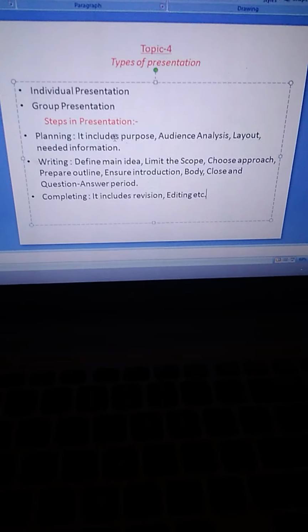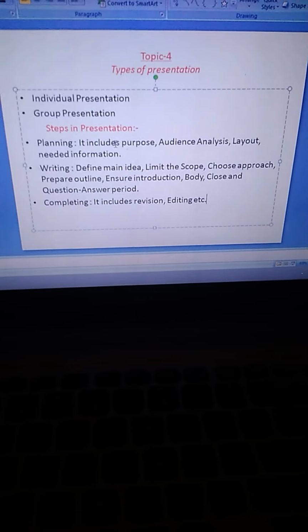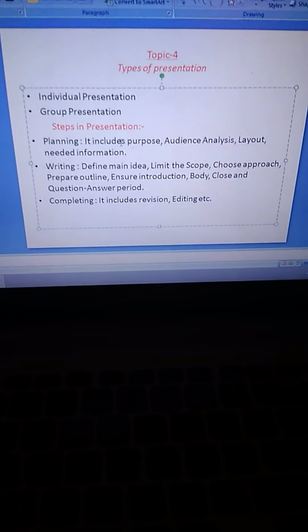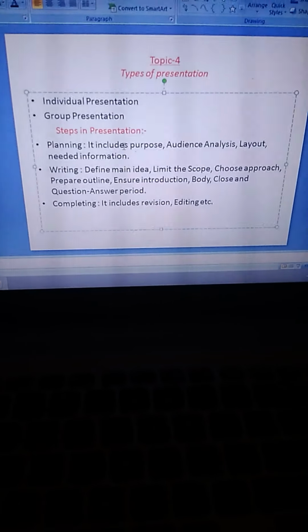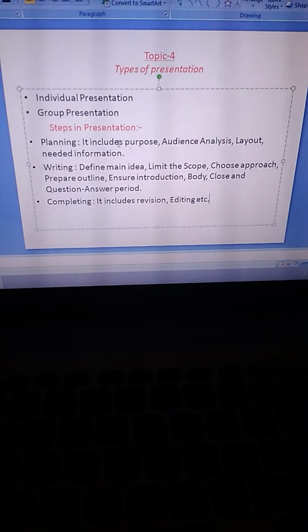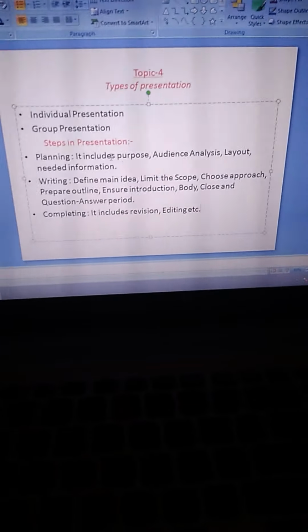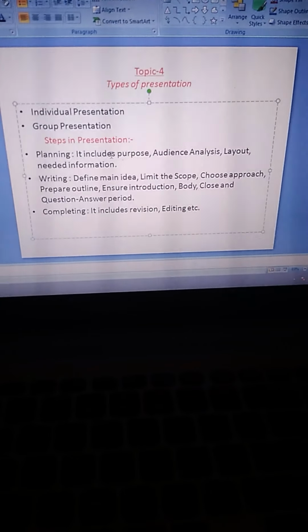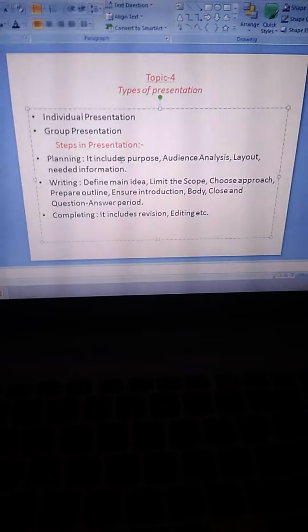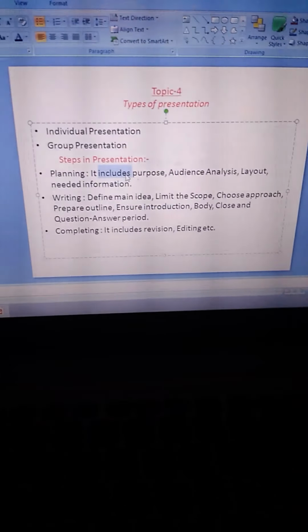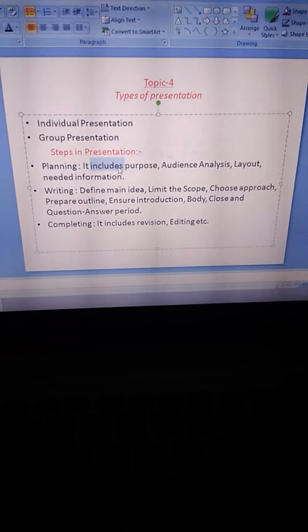Ensure introduction, body, close. Whenever you are preparing and writing your presentation, you should prepare yourself for the introduction, body, close, and the question answer period. Why? Because when you are giving your presentation, it doesn't mean that nobody will ask you any question. It is very important that you prepare yourself for the question answer session.